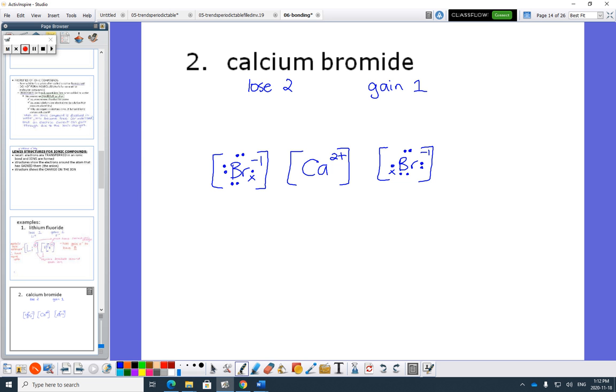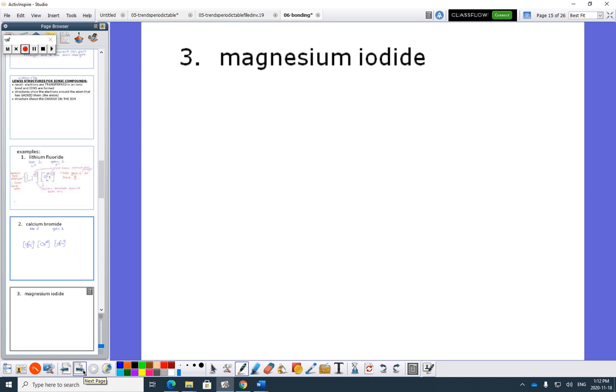And you don't have to go through it like that. You can right away say, oh, I know calcium's plus 2, and then just make sure you have 2 bromines. You don't have to write them in and then erase them. You can go right to the final answer, okay? So magnesium iodide happens to be the same. I don't know why I picked this one, but.